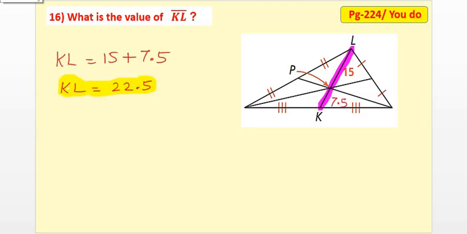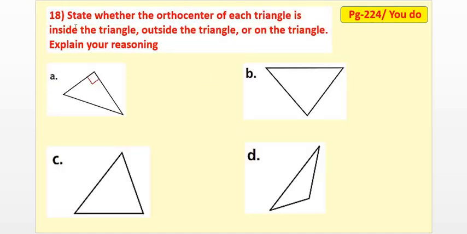Here is the answer for question number 16. So how we will find the value of KL? This is 15. 2/3 is 15. So what will be 1/3? It will be half of 15. That means it will be 7.5. And then simply you will add both of them. Clear?